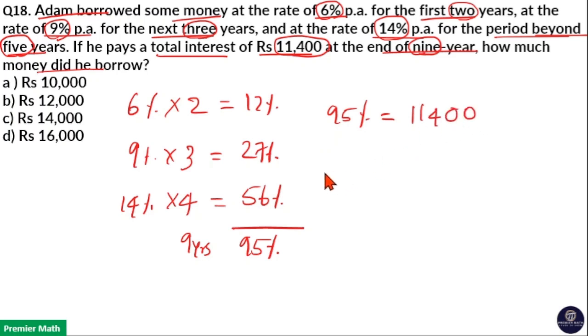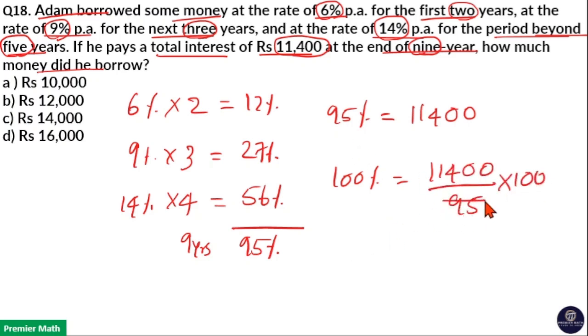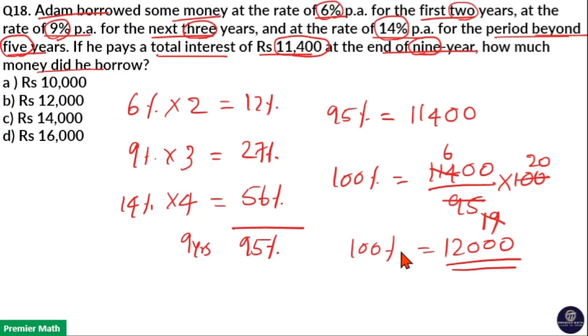Now we have to find the principal. Principal is 100%. 100% is the sum, that is the principal. If 95% is 11,400, then 100% is 11,400 divided by 95 into 100. Now 5 goes 19 times in 95 and 5 goes 20 times in 100. Then here this digit is 4. If I multiply 19 with 6, 19 into 6 is 114. So 600 into 20, 12,000 rupees is the sum here. That is the principal here. So option B is your answer.